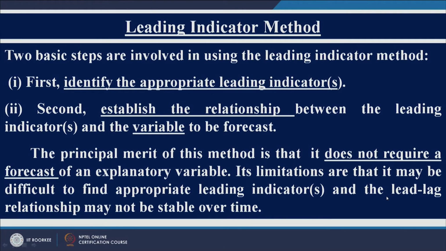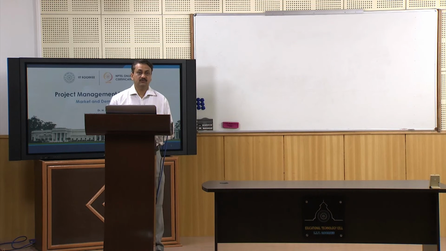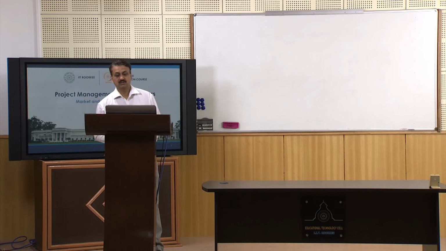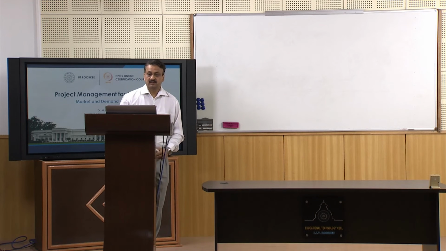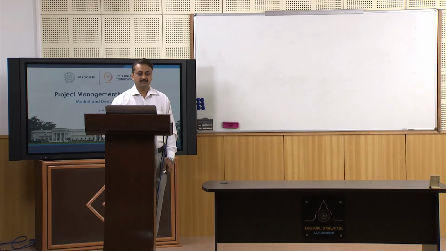Its limitations are that it may be difficult to find an appropriate leading indicator and lead lag relationship. The lead lag relationship is again an important point. Let us say if there is a price hike of fuel, due to the price hike in fuel you will have inflation. So, one is leading and one is lagging. But you need to find out after how much time the price hike of fuel has affected inflation. So, that point is also to be taken care of. It is called time lagging. So, this is the leading indicator method.